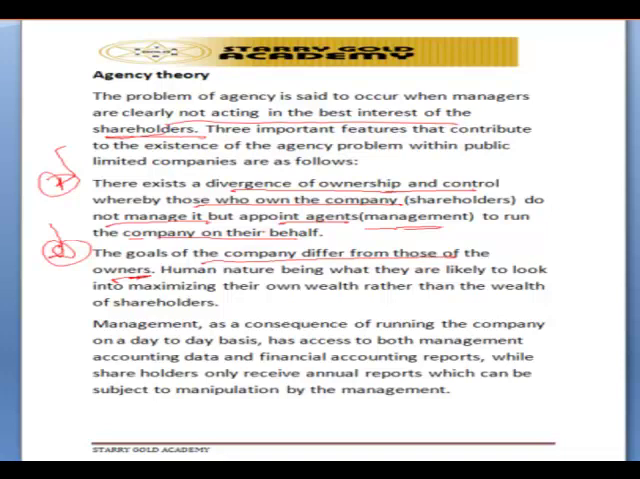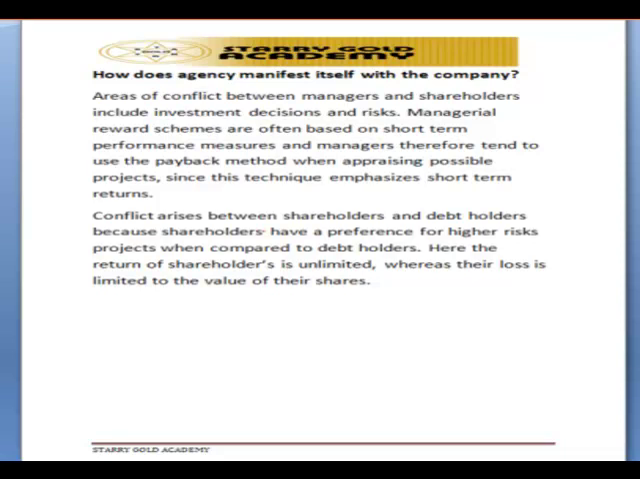Alright, so management, as a consequence of running the company on a day-to-day basis, has access to both management data and financial information, and shareholders only receive annual reports, which are subject to manipulation. So what that means is that the owners of the company in most cases don't have access to all the information of their company, whereas the managers are the ones in possession of all the relevant details.